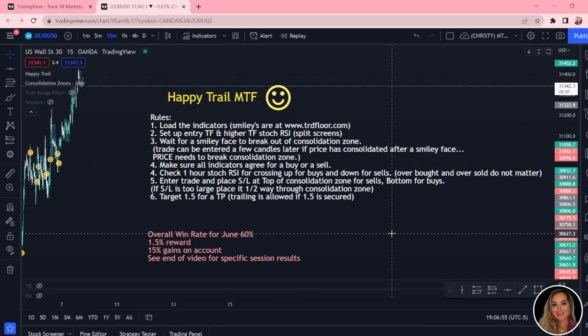Okay, and the very last question you will ask me is, what time frames does it work on? The answer is all of them. However, you have to make sure that you are correlating your time frames correctly. So if you are entering on the 1 minute time frame, you need to use the 5 minute time frame as your higher time frame. If you are entering on the 5 minute time frame, you need to use the 15 minute time frame as your higher time frame.